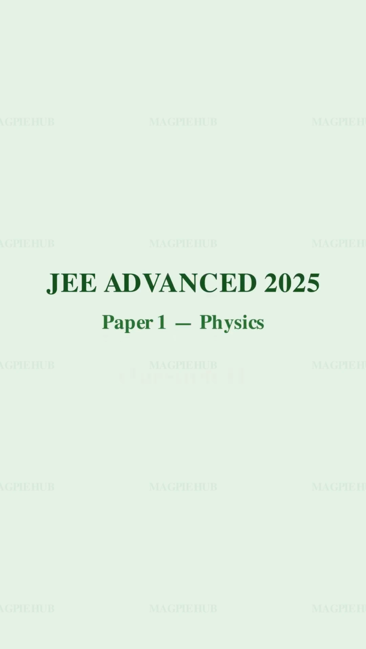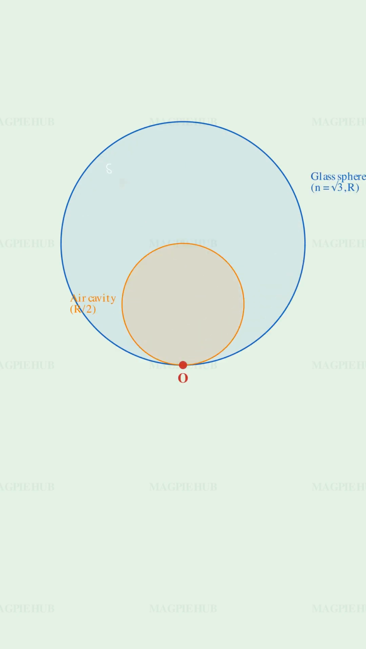JEE Advanced 2025, Paper 1, Physics, Question 11. Let us visualize the setup. We have a solid glass sphere of refractive index √3 and radius r. Inside this sphere, there is a spherical air cavity of radius r/2. A thin glass layer at point O keeps the air cavity in place at the bottom.